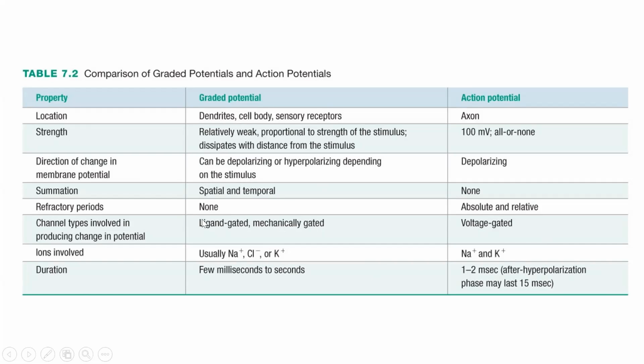Also, the channels that are involved. So for example, graded potentials are going to be happening at the soma. So these are going to be the ligand-gated channels, the soma and the dendrites, whereas action potentials are going to be along the axon, and these are going to be brought about by those voltage-gated channels that we've been speaking about. You can also think about the ions that are moving, that are helping with the graded potentials versus action potentials, etc.